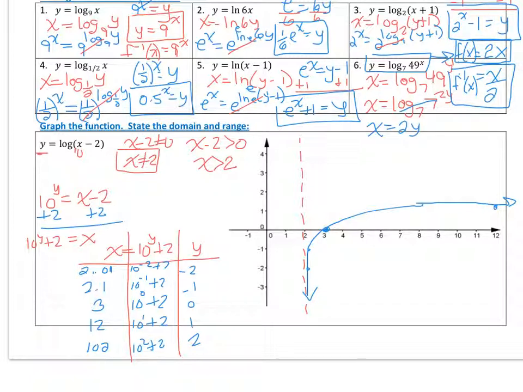Okay, so what does that mean in terms of the domain and range? Well, the domain here is x, everything greater than 2 is fine, and the range, there's really nothing limiting the range, so the range is y equals all real numbers. And you would say, of course, that x equals 2 is a vertical asymptote.